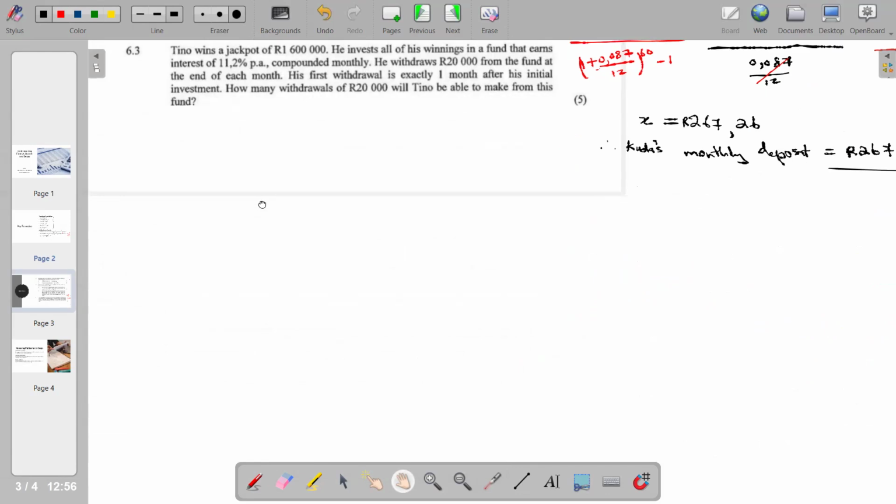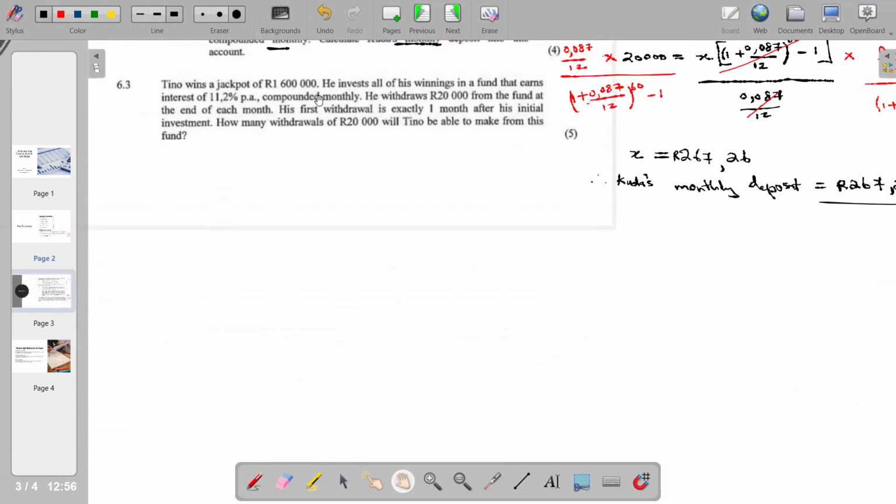So the next question is saying, Tino wins a jackpot of 1.6 million. He invests all his winnings in a fund that earns interest of 11.2% per annum, compounded monthly. He withdrew 20,000 from the fund at the end of each month, his first withdrawal is exactly 1 month after his initial investment. How many withdrawals of 20,000 would Tino be able to take from this fund?